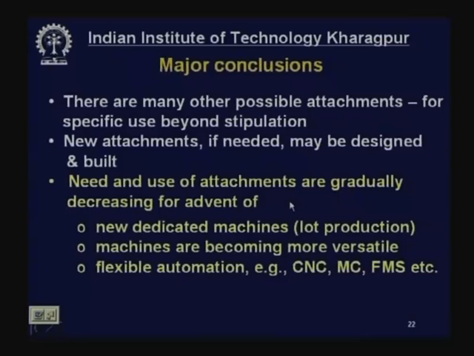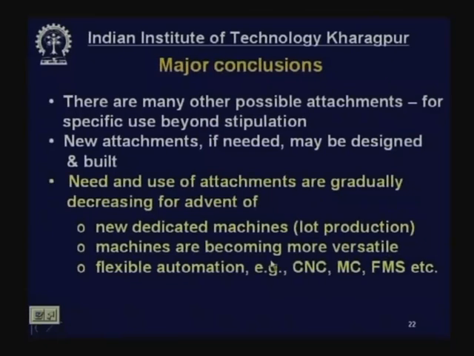But the point is that the need and use of attachments are gradually decreasing, due to the advent of new dedicated machines for mass production. These machines are single purpose and do a particular type of work at high speed and high quality. So the attachments are no more necessary, and these machines are not expensive either; they can be procured. Machines are also becoming more versatile, so one machine can do a lot of types of work nowadays.